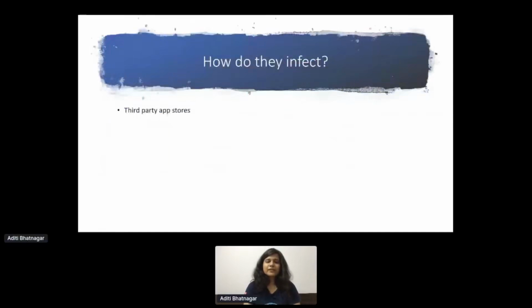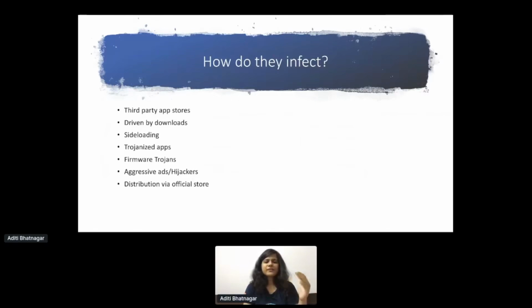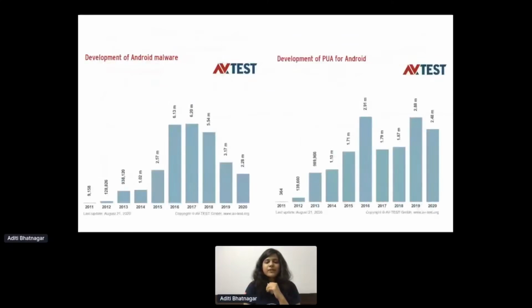And how do they infect? Essentially, as we talked about, third-party app stores driven by downloads. You go to a website, you download some APK file, and you mistakenly install it. Side loading, Trojanized apps: the apps look good, but then they're doing some malicious things in the background, either knowingly or unknowingly. They might have third-party libraries which are doing it, or they themselves do it. Then firmware Trojans, aggressive ads, hijackers, and sometimes it happens that even in the official store, the app was malicious, and then it is caught later and removed from the store. So those are the infection channels.